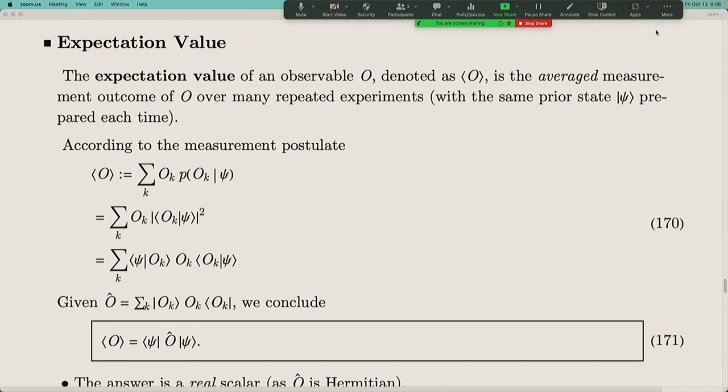Okay, so with all this knowledge, now we can talk about another thing, which is the expectation value. Since in quantum mechanics, when we do a measurement, it's all probabilistic, and if you observe something, the outcome comes with probability.